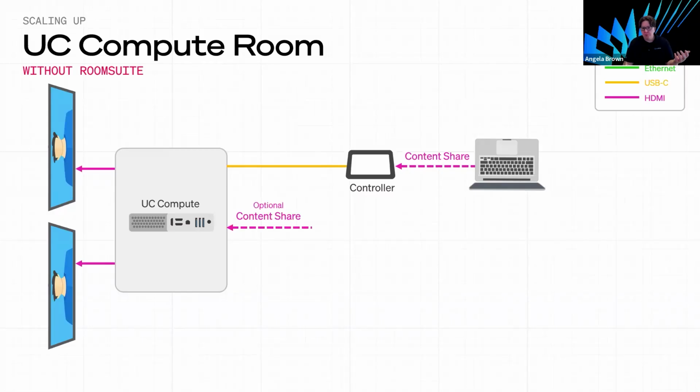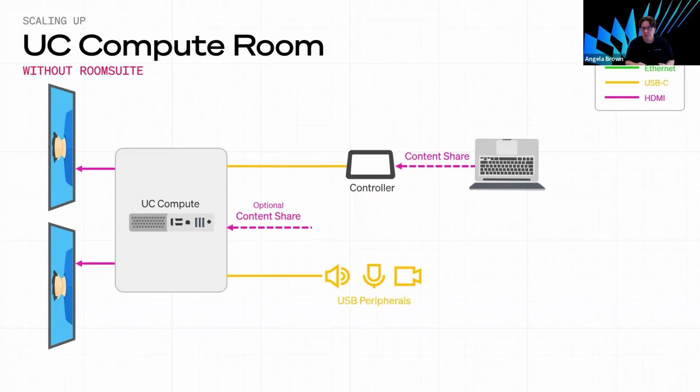So you could also connect the content share directly to the UC compute to get a higher resolution content share. But if you want that laptop to still be at the table, you now have to put in an extender. And then all of your peripherals are connecting to this. So you have, you know, whatever your audio IO is, whatever your camera is, whatever your microphones are.